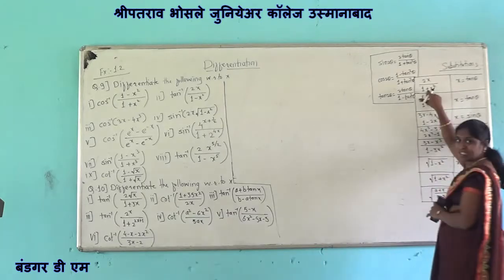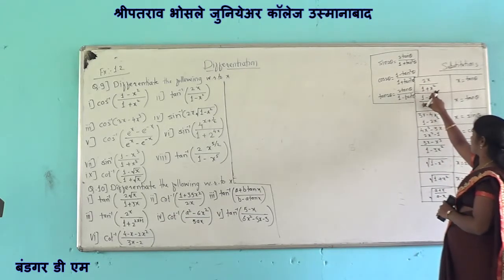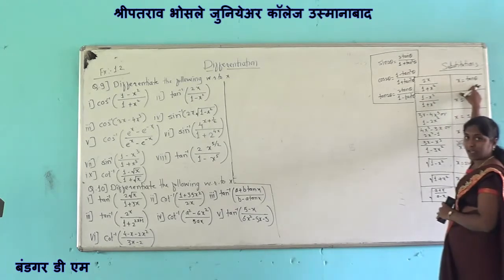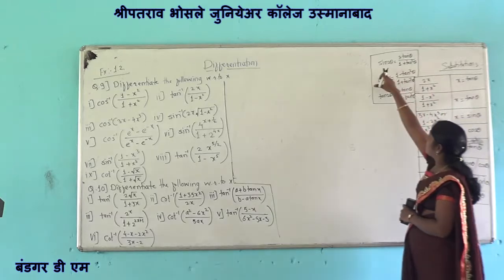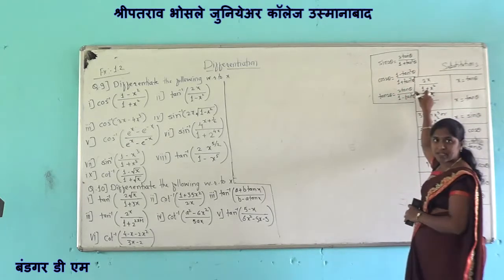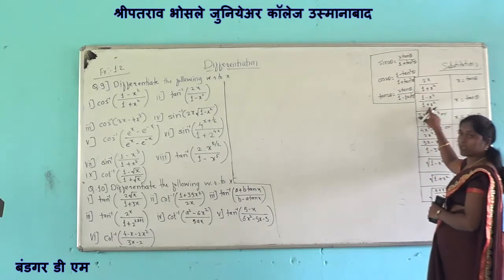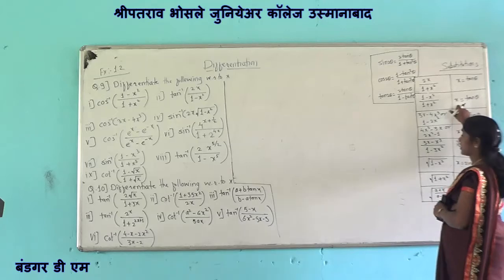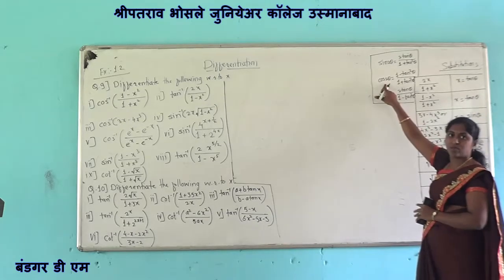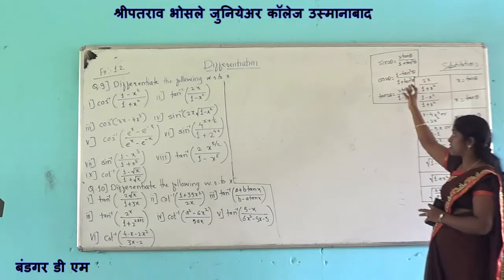This chart says if there is a form 2x upon 1 plus x square, we have to replace x by tan theta, so that we get the formula for sin 2 theta, that is 2 tan theta upon 1 plus tan square theta. And if there is a form 1 minus x square upon 1 plus x square, we have to replace x is equal to tan theta, so that we get the cos 2 theta form, that is 1 minus tan square theta upon 1 plus tan square theta.